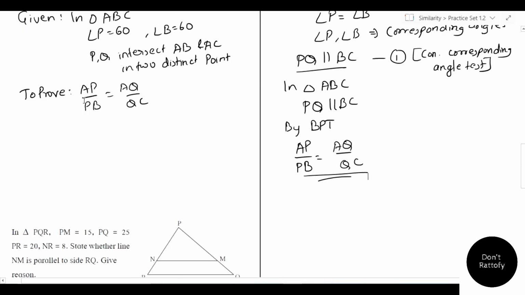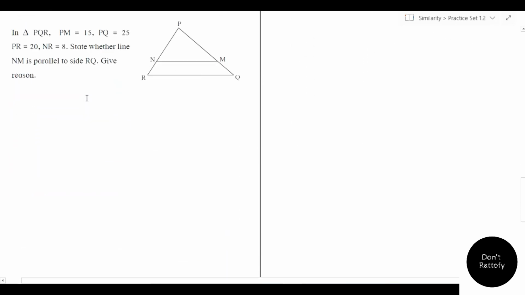Going ahead, we'll try to solve the next sum. This is a very simple sum. It says in triangle PQR, PM is equal to 15, and I have the total side PQ as 25. I also have PR is equal to 20 and NR is equal to 8. So first we'll try to find PN, NR, PM and MQ. We have to prove that NM is parallel to RQ and give the reason for the given statement.